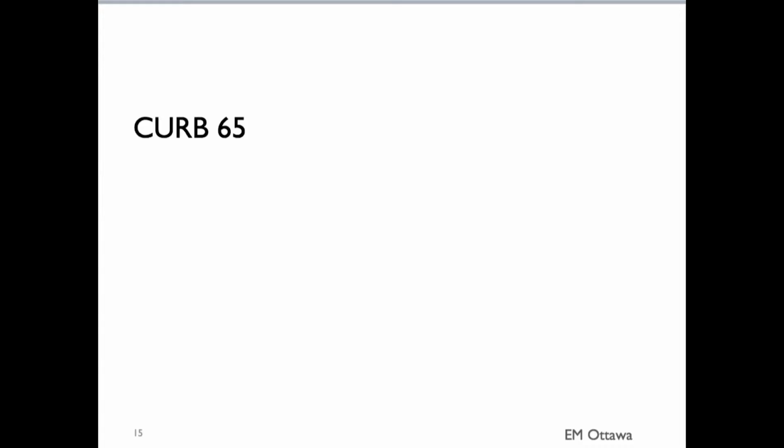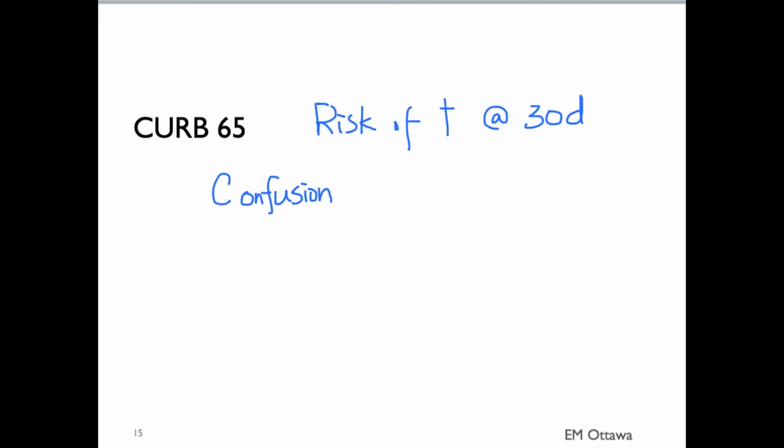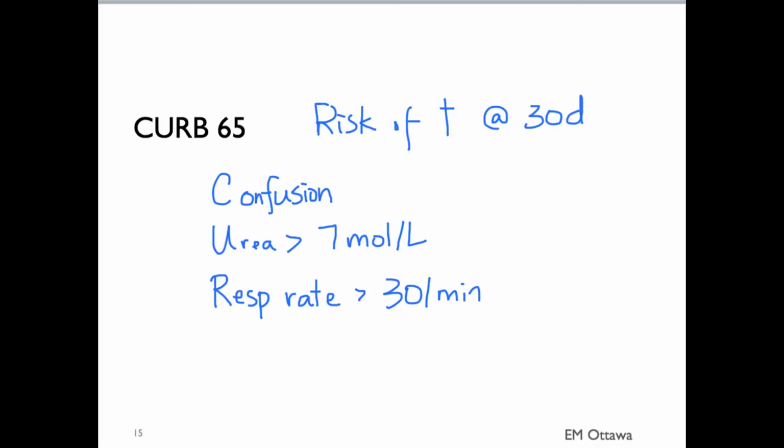This score uses 5 risk factors to see the overall risk of death at 30 days. The more number of risk factors, the higher the risk. It stands for confusion, urea more than 7 millimoles per liter. The R stands for a respiratory rate more than 30 per minute. B stands for blood pressure, either a systolic less than 90 or a diastolic less than 60. 65 stands for age greater or equal to 65 years old.